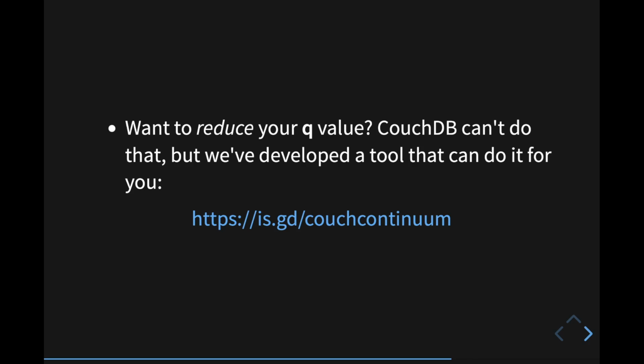But at Neighbourhoodie, we've developed a little Node.js CLI tool that can do it for you. It's a very simple procedure that you can also do manually. It basically consists of creating a new replicate database with the new Q value, replicating your data there, then destroying the original source DB, recreating it with the new Q value as well, and then replicating the data back. This will incur some downtime.